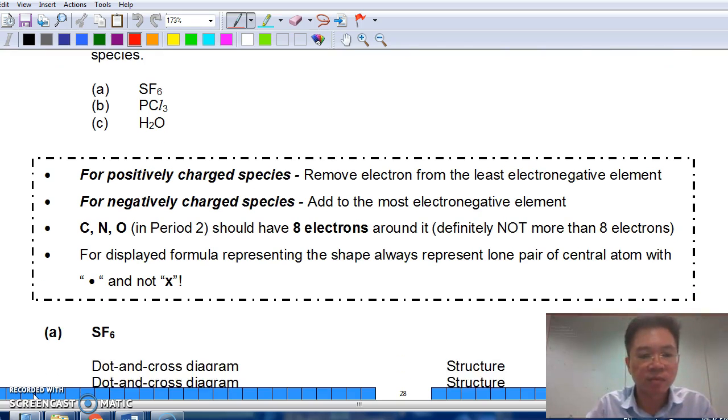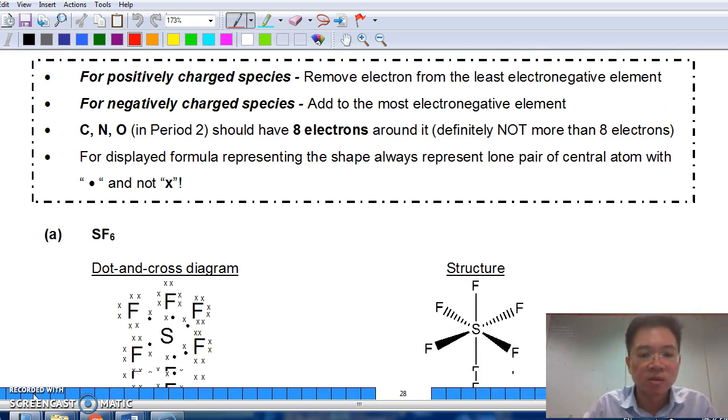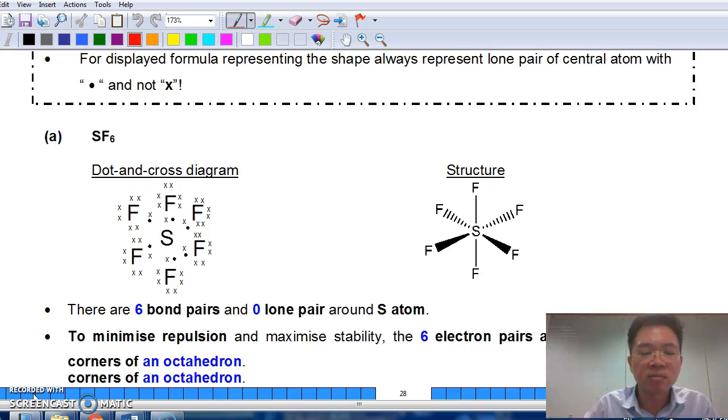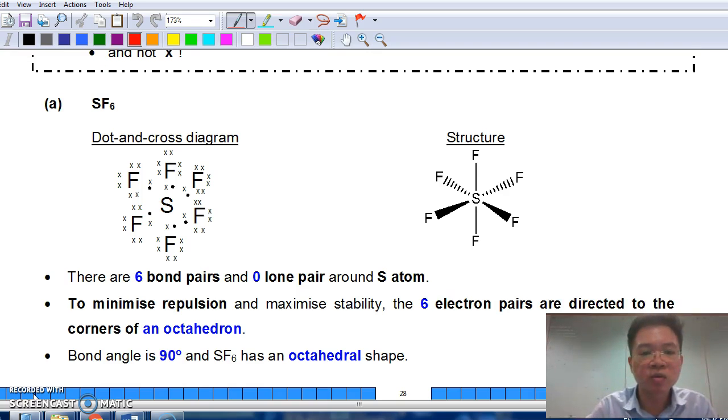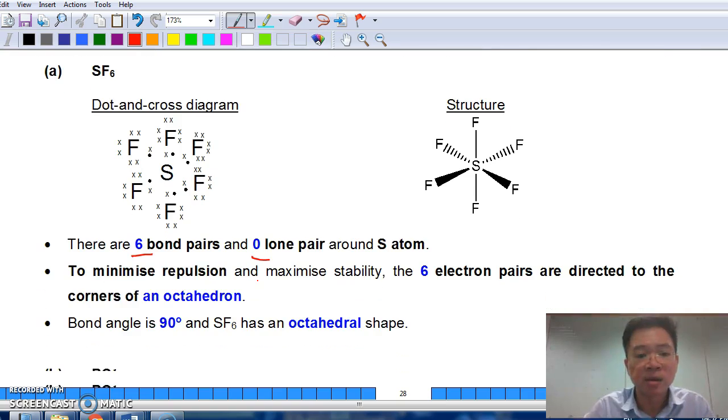SF6. We have this molecule here. We have already learned how to draw the structure and the dot cross diagram, so I will not go through that. Sulfur has 6 electron pairs. Around sulfur there are 6 electron pairs and all are bond pairs and there's no lone pair.